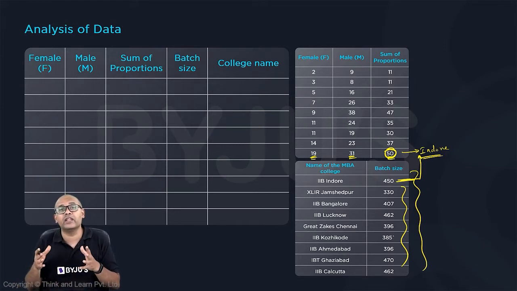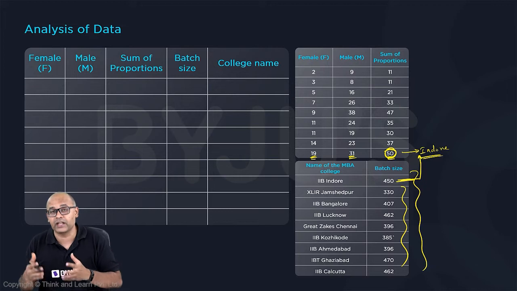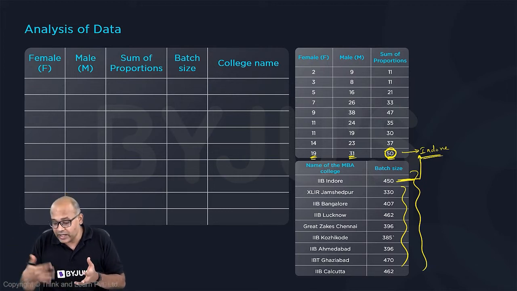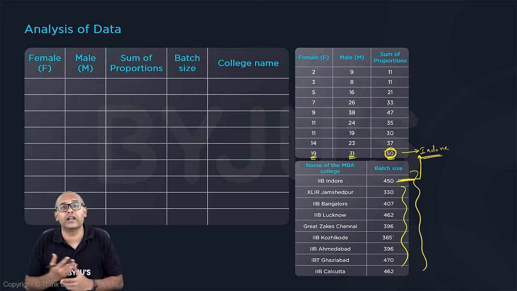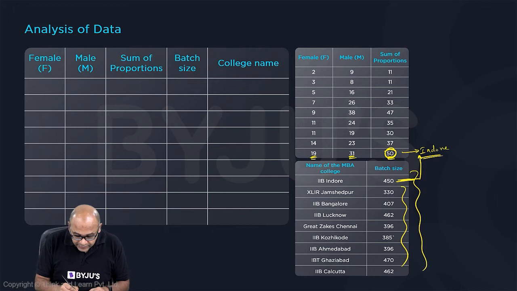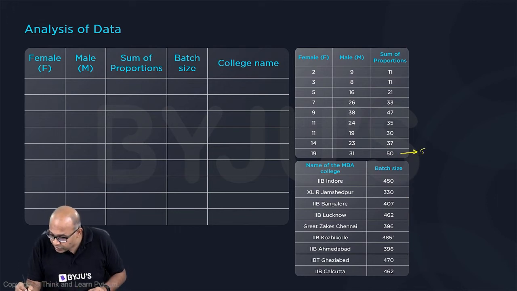Because if you want to divide the batch size in the ratio of 19 and 31, you will divide by 50, then multiply it by 19. So unless the division by 50 is an integer, you can't get integral male and female values. So this way, you will first link this to be Indore.